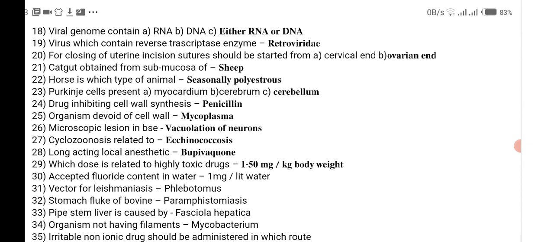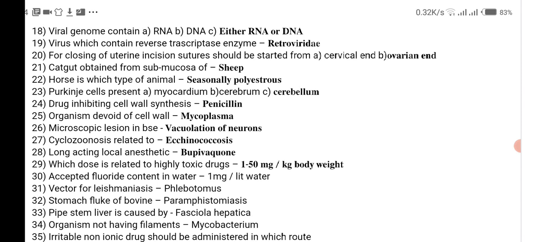Microscopic lesion in bovine spongiform encephalopathy is vacuolation of neurons. Cyclozoonosis is related to echinococcosis. Long acting local anesthetic is bupivacaine. Which dose is related to highly toxic drugs? 1 to 50 mg per kg body weight.